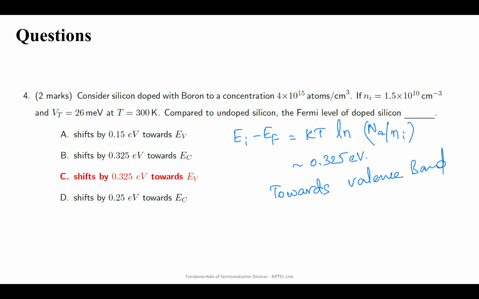So use the formula with Na equals 4 times 10 to the power 15. Ni is 1.2 times 10 to the power 10. And kT is given as your VT, 26 milli electron volt. If you solve it, you get 0.325 eV, and since it's p-type, it goes towards the valence band.